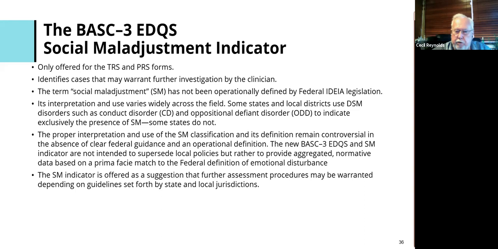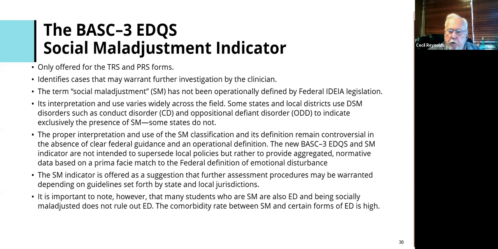So how to use and interpret social maladjustment and its definition remain controversial in the absence of clear guidance from the feds. The BASC-3 EDQS indicators are not intended to supersede local policies, but rather to provide aggregated normative data based on a prima facie match to the federal definition of ED. So the social maladjustment indicator is offered as a suggestion to you that further assessment procedures may be warranted depending on the guidelines that have been set forth by your state and your local jurisdiction.